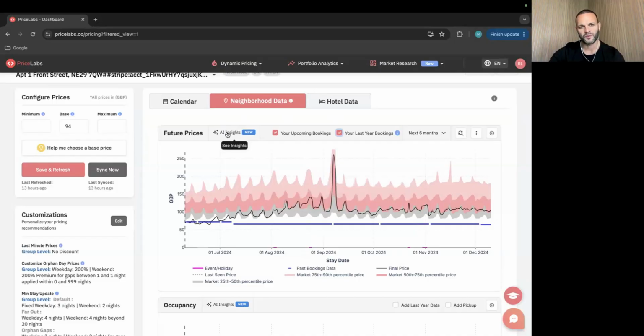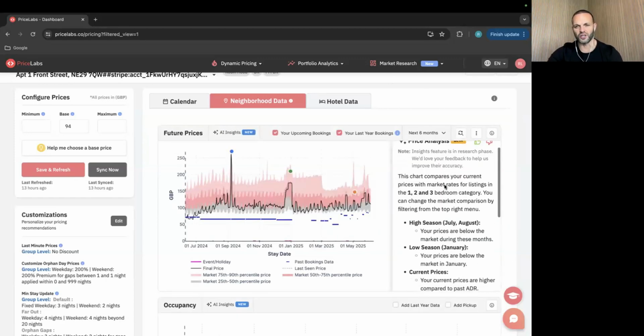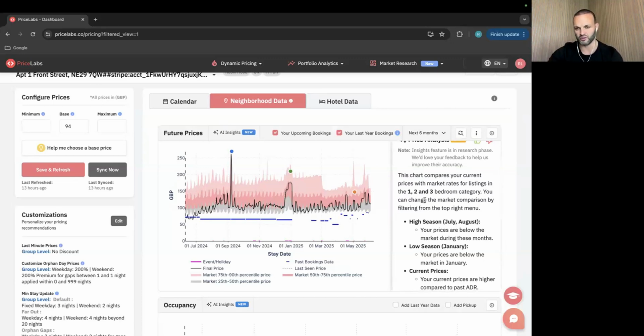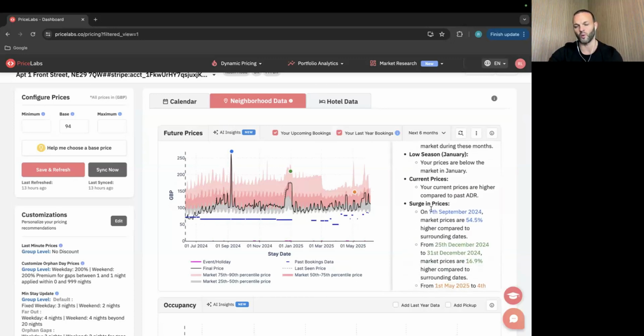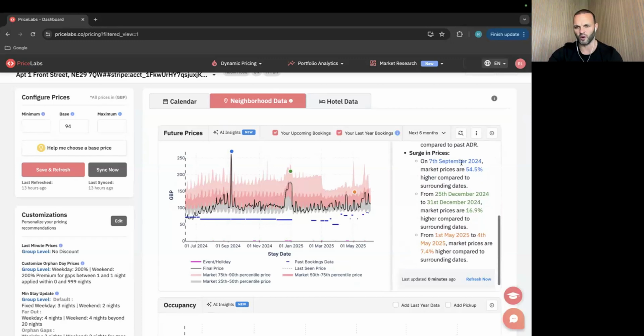So if you come up here and you click this AI Insights button, what it does is it pops this box out here. What this then does is it will analyze, it's an insight based on research, and this is still in beta, so it's still going through it, and I think it will get better with time, but it's still very good. So as you see here, these are the main things that you want to look at, okay?